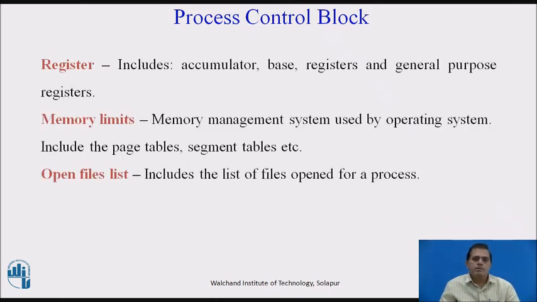Register, which includes accumulator, base register and general purpose register, which stores the value of the variable which is required during the running of the process. Memory limits, memory management system used by the operating system, which includes the page table, segment tables, etc. And open file list, it comes under the IO status information, which includes the list of files open for the process and list of resources required for the process.